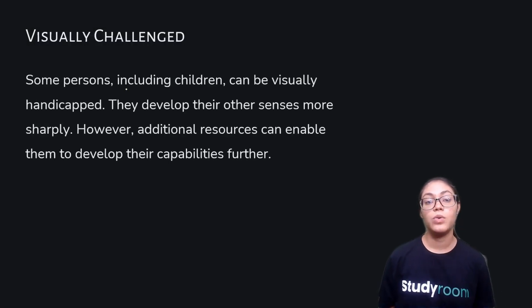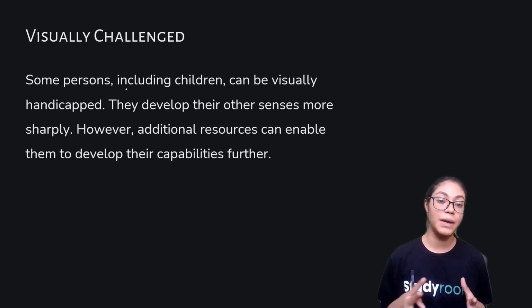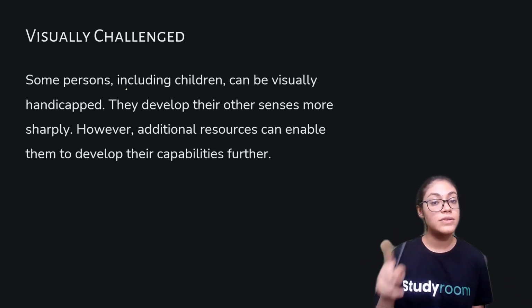Now, there are some people who are visually challenged. There are some people, including children, who are visually handicapped. They develop their other senses more sharply. However, additional resources can enable them to develop their capabilities further. Some people are blind by birth, while some people become blind because of some disease. They try to identify things around them by touching them, or they listen more carefully. Okay.